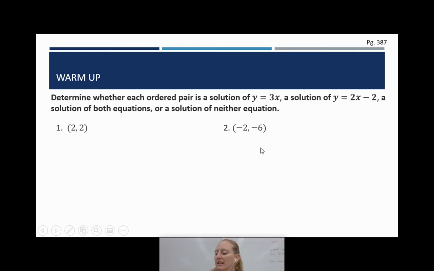And just a little hint, if you want a little hint to get you started, that's x and that's y, right? Seems like you could plug them in and see if they work. Go ahead and hit pause, work these out, hit play when you're ready to check your work.